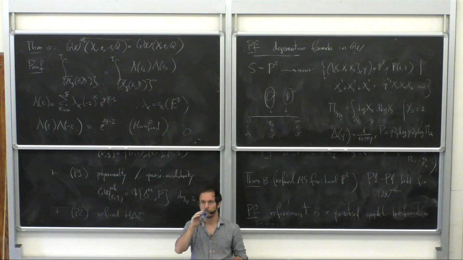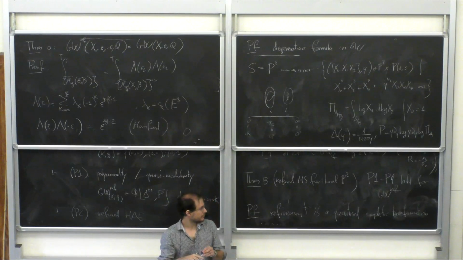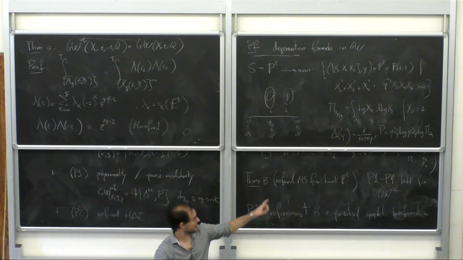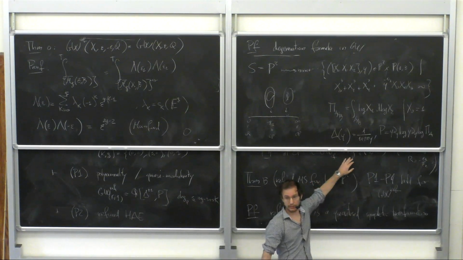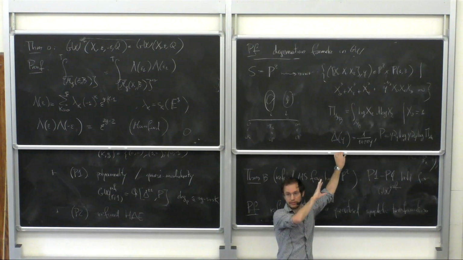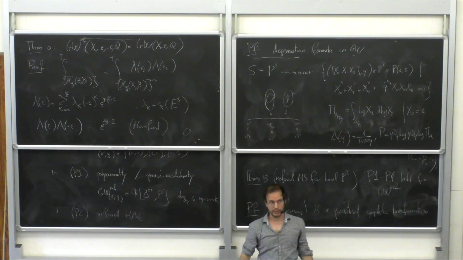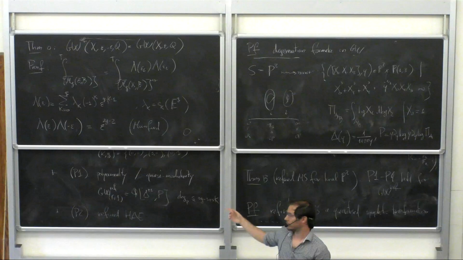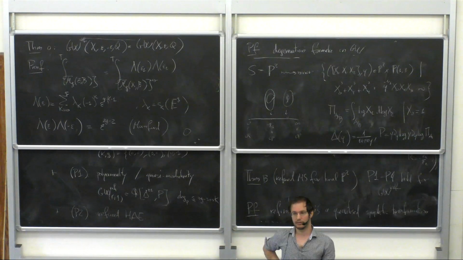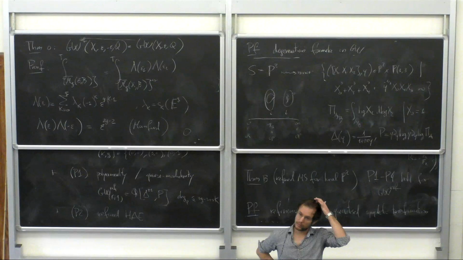No, there's no beta deformation. This is a pure genus zero thing, so there's no epsilons in this story. Correct. Yeah, through the holomorphic anomaly.